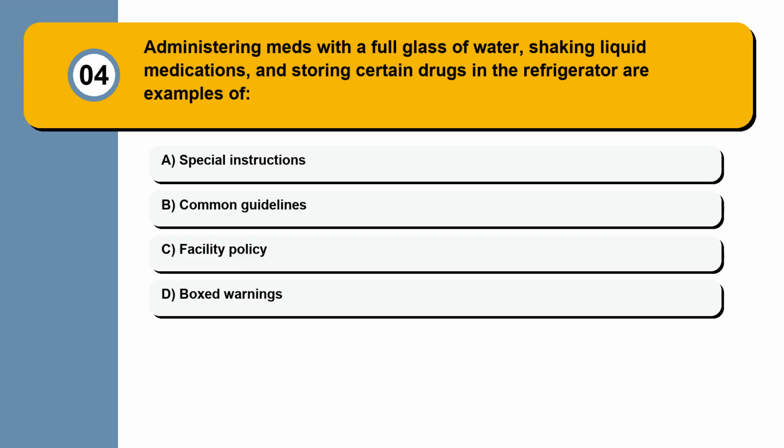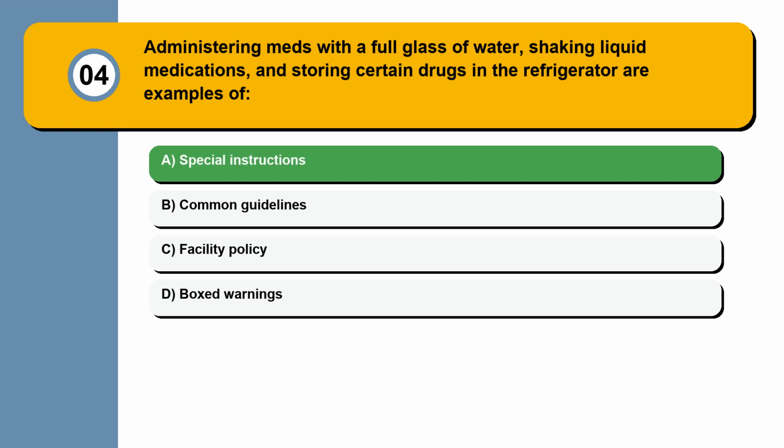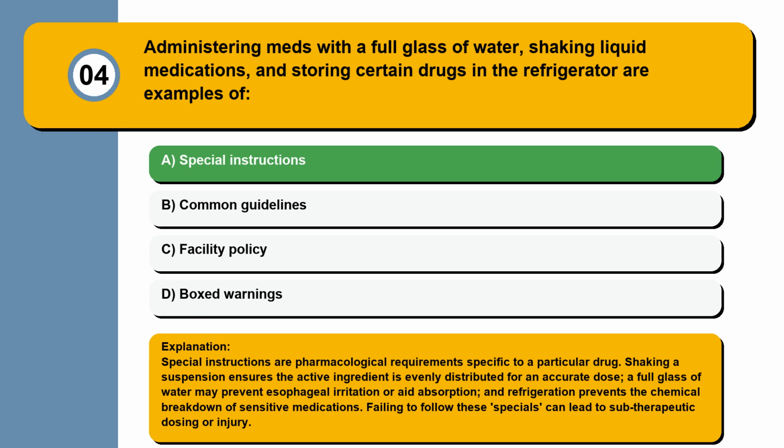Question 4. Administering meds with a full glass of water, shaking liquid medications, and storing certain drugs in the refrigerator are examples of: special instructions, common guidelines, facility policy, boxed warnings. Special instructions are pharmacological requirements specific to a particular drug. Shaking a suspension ensures the active ingredient is evenly distributed for an accurate dose. A full glass of water may prevent esophageal irritation or aid absorption, and refrigeration prevents the chemical breakdown of sensitive medications. Failing to follow these special instructions can lead to subtherapeutic dosing or injury.